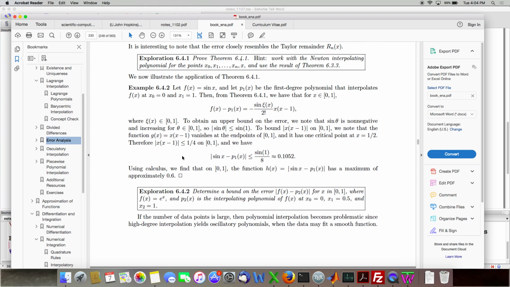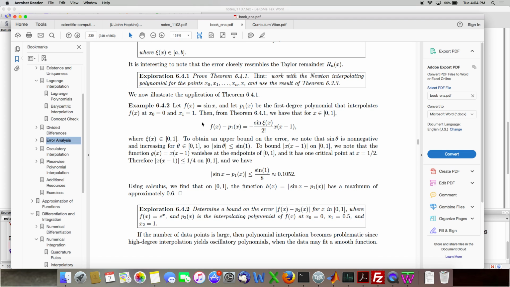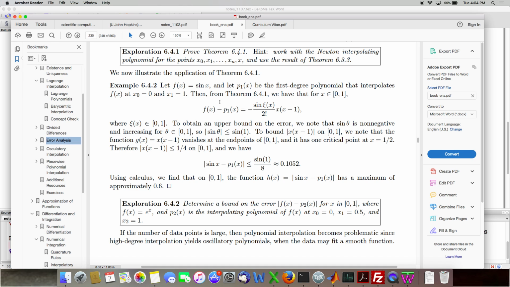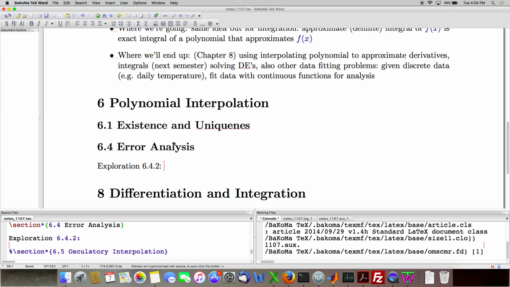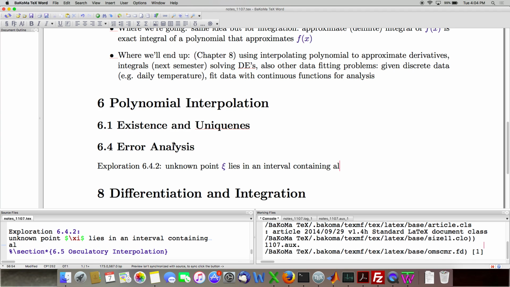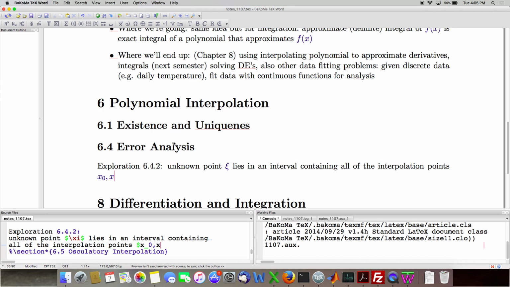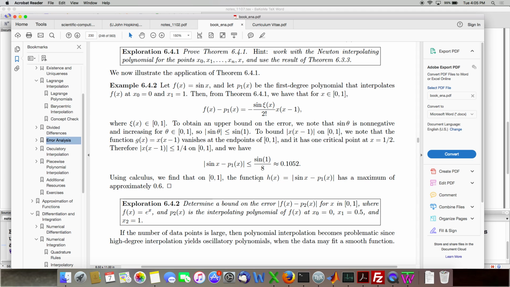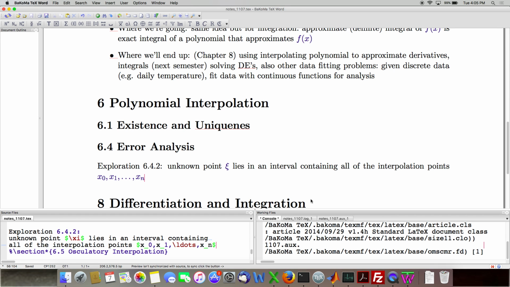Where'd it go? Ah, okay. On the similar problem that you had in the notes, this one right here, you had the xi, I guess that's how you still say that. You had a restriction on that from 0 to 1. So I was going to ask if that still applied to 6.4.2. Oh, yes, it does. So in general, the unknown point, xi, or I never know how to pronounce my Greek letters, lies in an interval containing all of the interpolation points x naught to xn. So in this problem, the interpolation points are between 0 and 1. So yes, xi is in between 0 and 1.